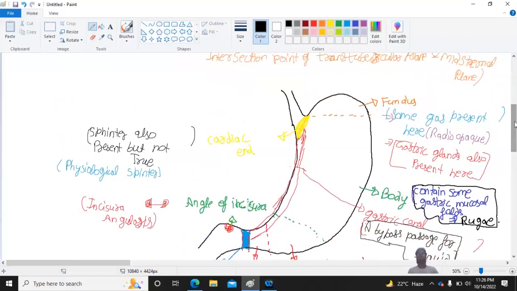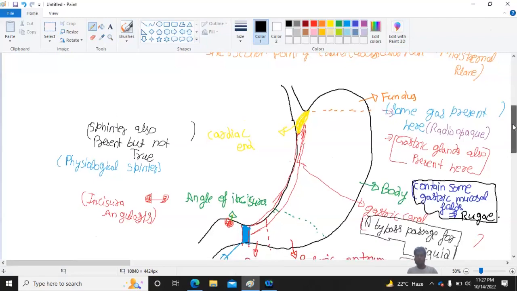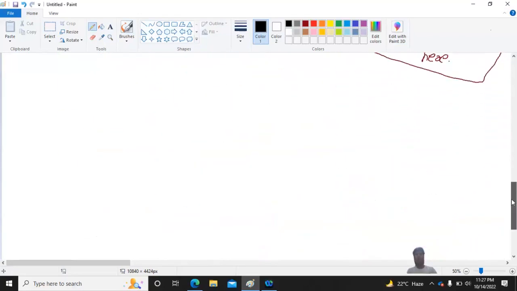This rugae is not present in the fundus region, and sometimes this rugae may be absent in the body also, according to the condition of the stomach. If some food is present in the stomach, there is no rugae present in this region. But if the stomach is empty, then rugae are present. Then first, now, histology of the stomach.